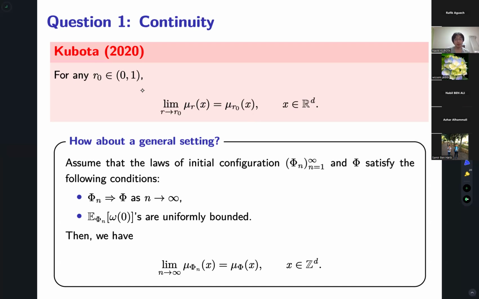Okay. Of course, we can generalize this result to a more general law of the initial configuration in this way. Suppose phi_n converges weakly to the law phi, and the expectations of the initial configurations under the laws phi_n are uniformly bounded. Then we can get the same result in the more general setting. In the Bernoulli setting, these two assumptions are satisfied, and this is a corollary of this general result.